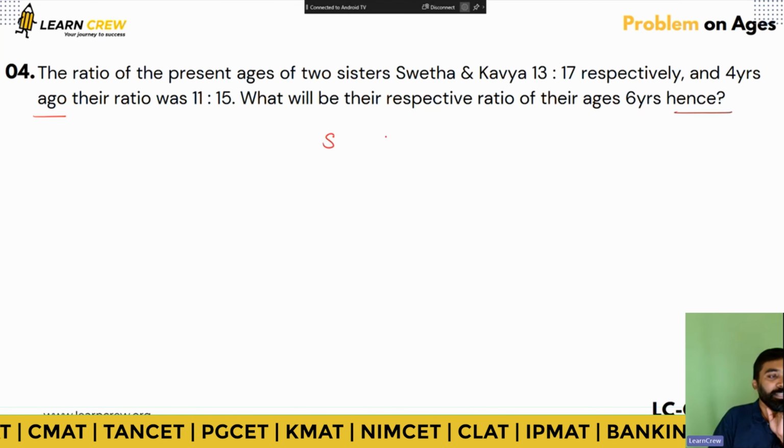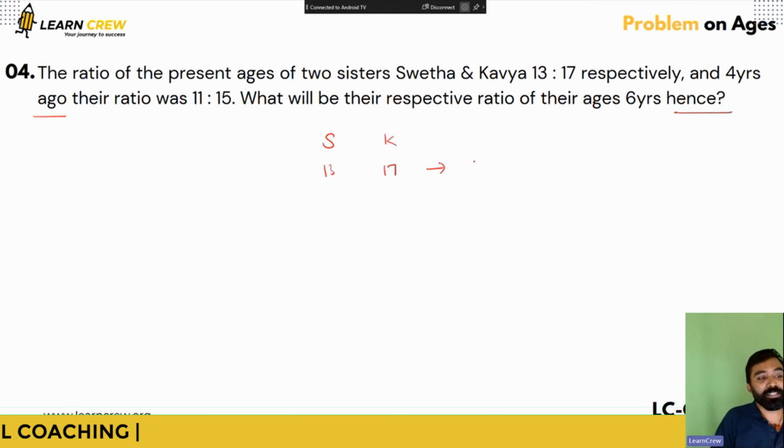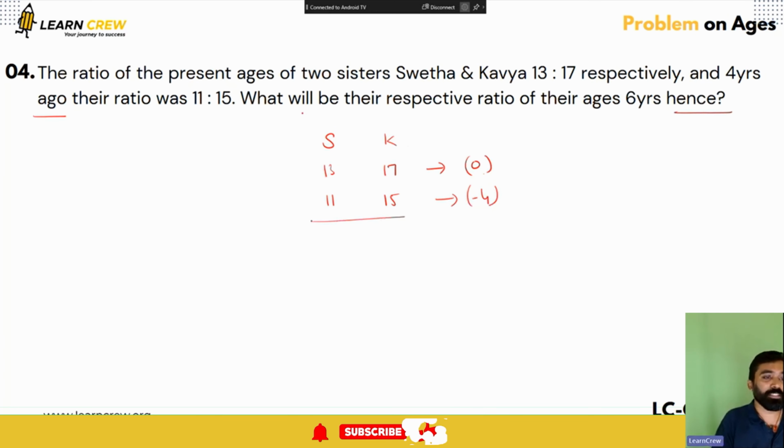Okay. Swetha and Kavya are in the ratio 13 is to 17. This is the present age right now, and 4 years ago, their ratio was 11 is to 15. This was 4 years ago. Okay. This is what the given data is. Later part is the question.